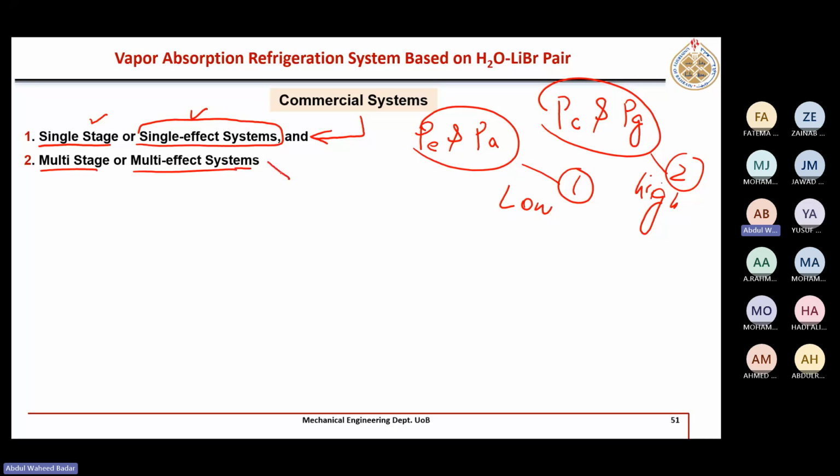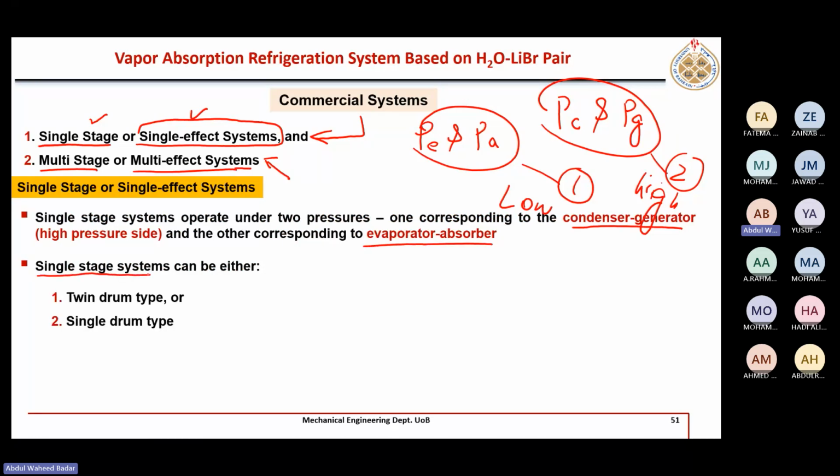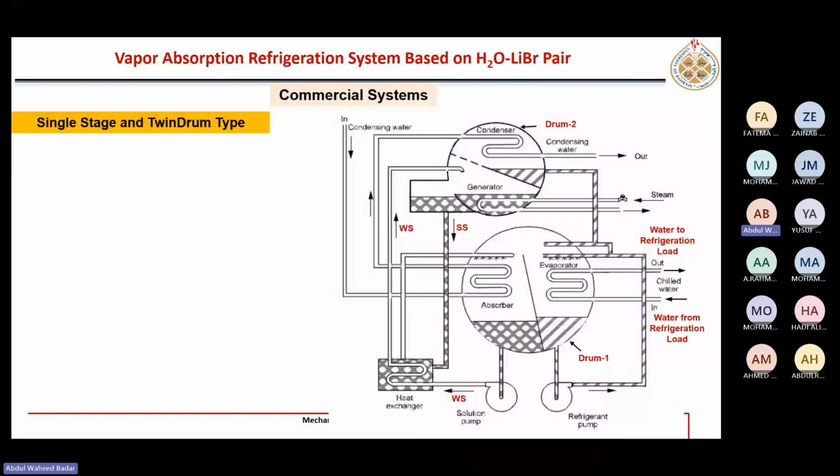We shall see it in coming slides. Single stage or single effect systems, as I explained, have the condenser and generator pressure and the other one, the evaporator and absorber pressure. Commercially available single stage systems could be either twin drum type or single drum type. So let's see what those are.